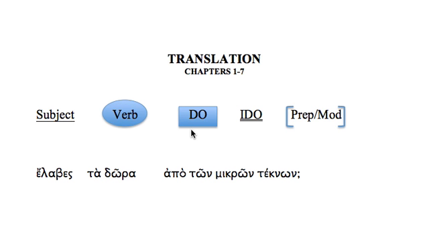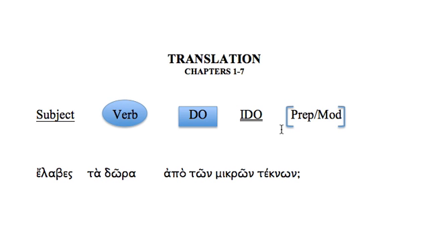As we've learned in class, the first thing we want to do when we come to a Greek sentence is identify the subject. We'll do that with an underline. The verb, we'll do by circling it. The direct object by squaring it. The indirect object by double underlining. And any prepositional phrase or modifiers by using brackets.